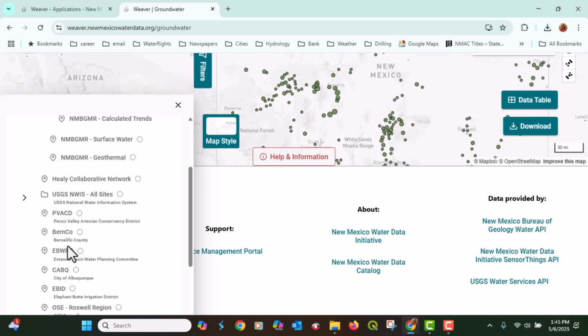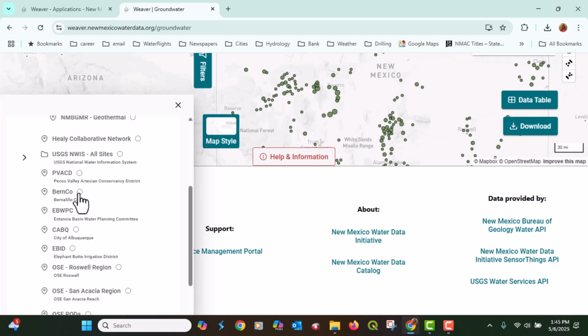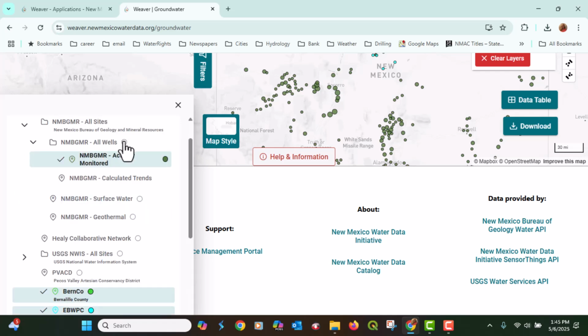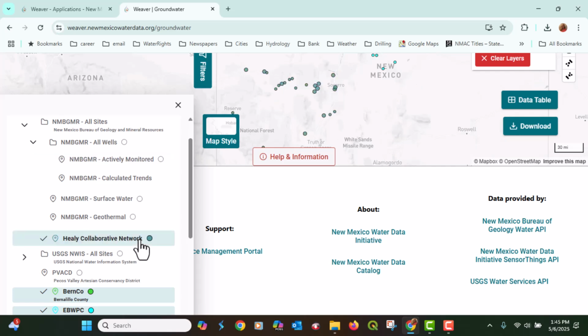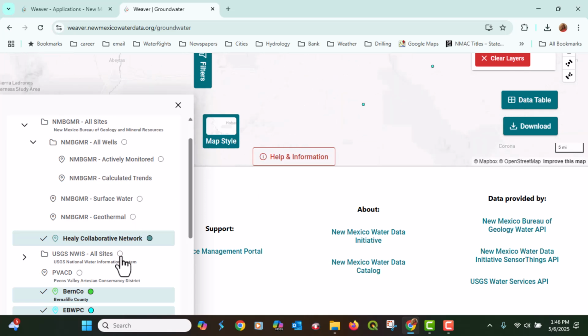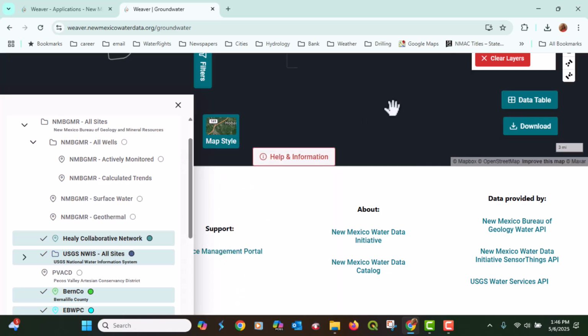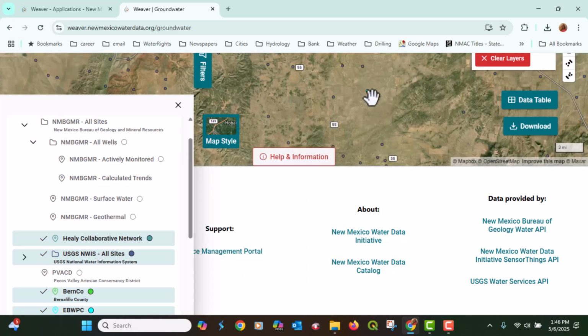USGS, Pecos Valley, Bernalillo County, which is part of the Estancia Basin, so you can turn on Bernco, you can turn on the Estancia Basin, and you can also see all the wells that are being monitored by the Bureau of Geology and also the Healy Network. So we will now zoom in to, we're going to also turn on the USGS wells imagery because I can't really see where I'm at. There we go. So here we are.